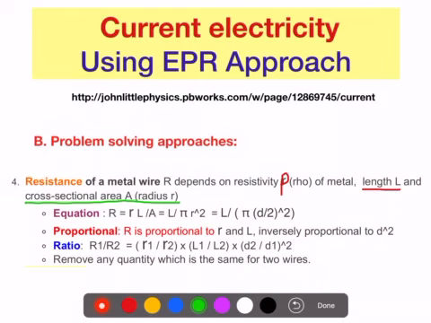Using the EPR approach, first we write down an equation. We indicate which variable is proportional to which variables, and eventually we look at the ratio of the variables. We remove any quantity which is the same for both wires.